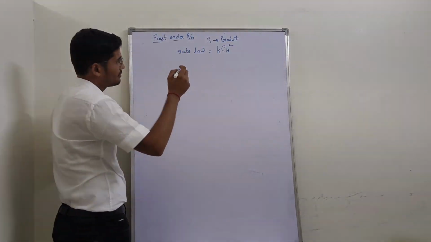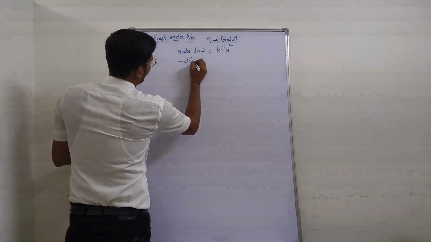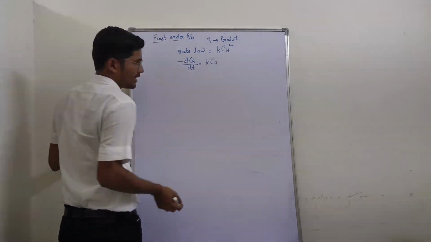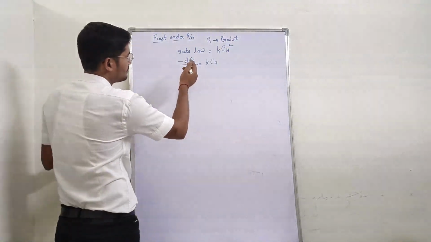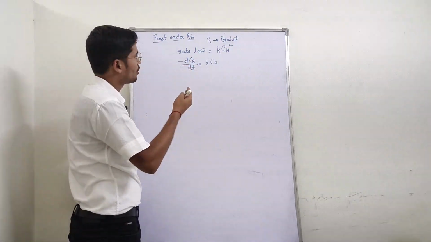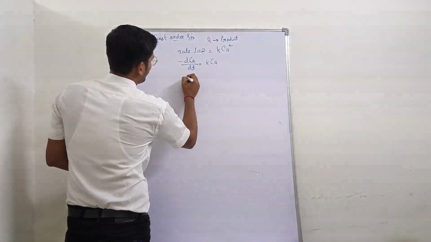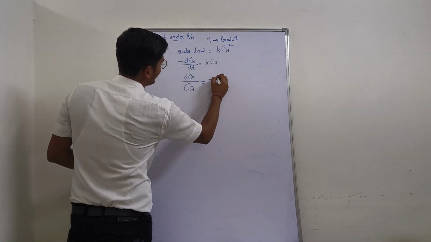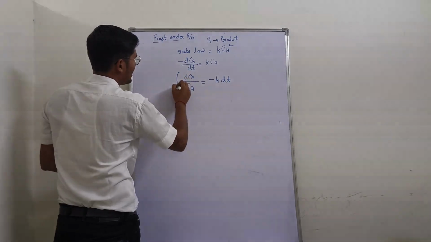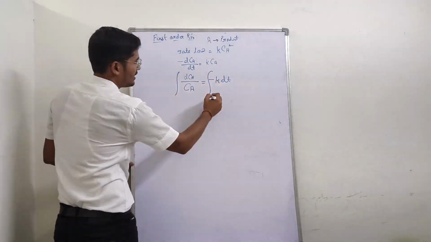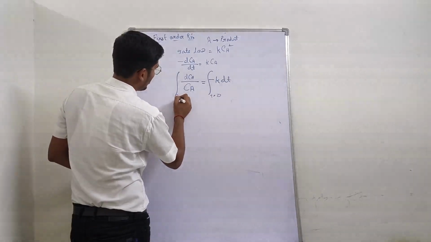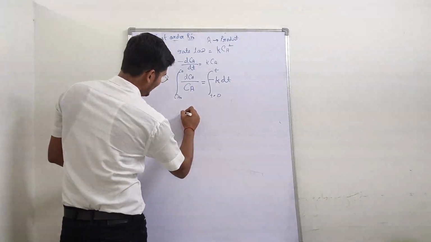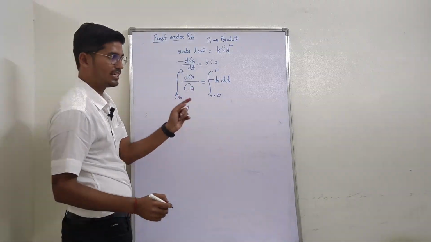So by the previous term which we have discussed, minus dCa by dt equals KCa. Again, we have to integrate here to find the original equation of the first order reaction. So dCa by Ca gives minus K dt. Integrating it again, now I'm not going deep. At t equals 0, Ca equals Ca naught. At t equals t, Ca equals Ca. Okay. Integration of 1 by x dx is ln x.